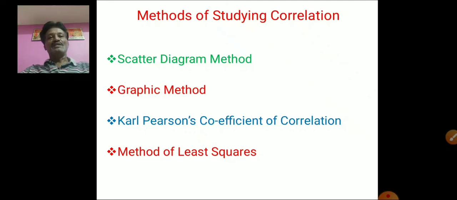So now we will discuss only the first 3 methods: the scatter diagram method, the graphic method, and Karl Pearson's coefficient of correlation. Regarding Karl Pearson's coefficient of correlation, in this video lecture I have explained only the formula given by Karl Pearson to find the value of r, and the sums will be discussed in another video lecture.